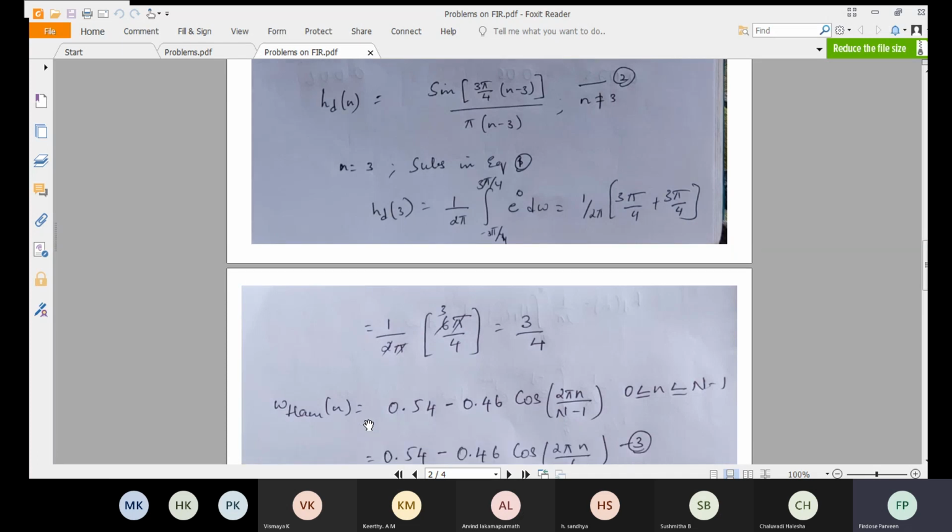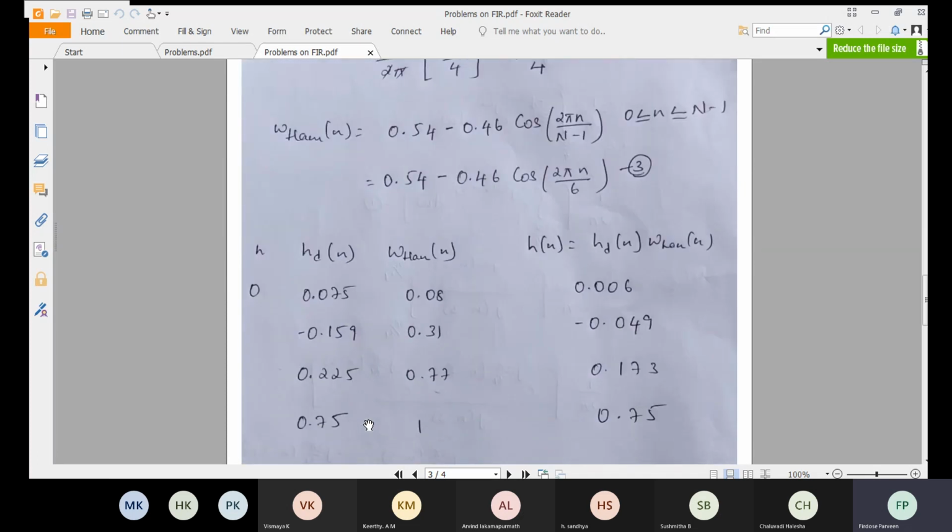Okay. So after finding h_d(n) and the window, h(n) is the multiplication of this and this. You calculate and see whether you are getting the same answers. Calculate and tell me whether you are getting the same answer.